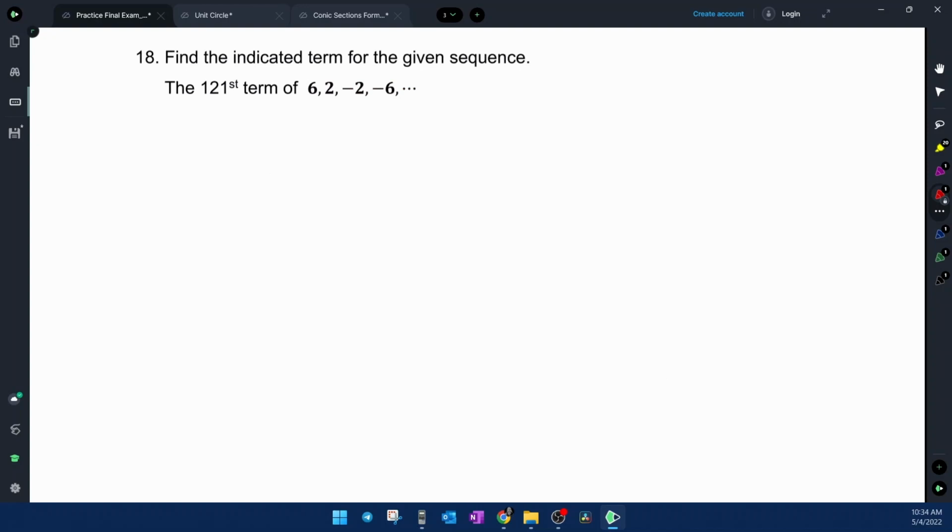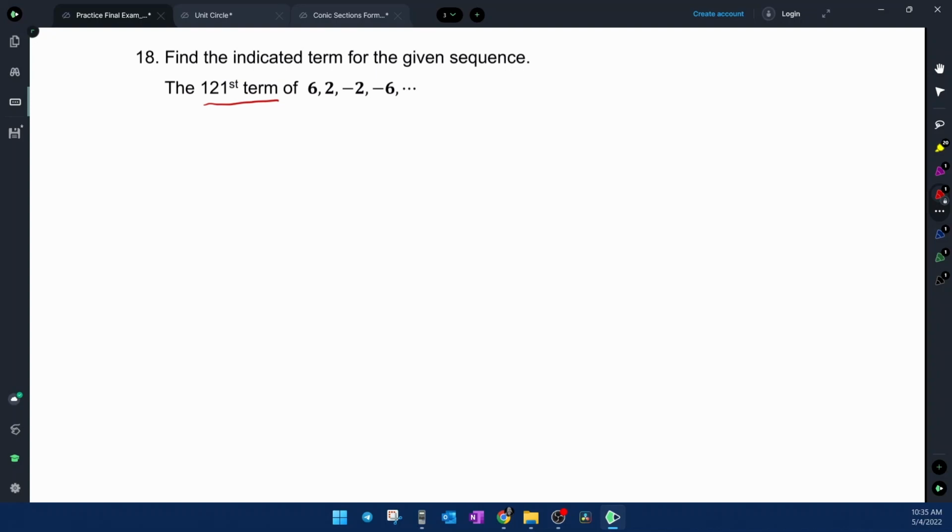Number 18, find the indicated term of the given sequence. They want us to find the 121st term, and the sequence is 6, 2, negative 2, negative 6. They give me no indication whether this is arithmetic or geometric or neither. So we really need to figure that out first.